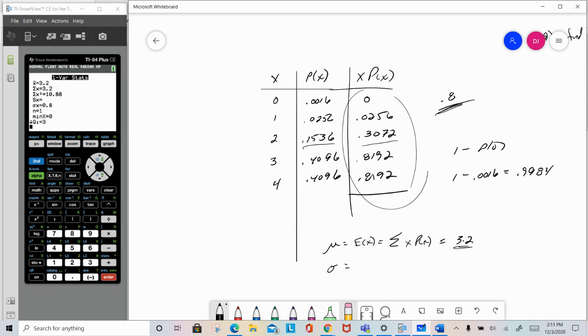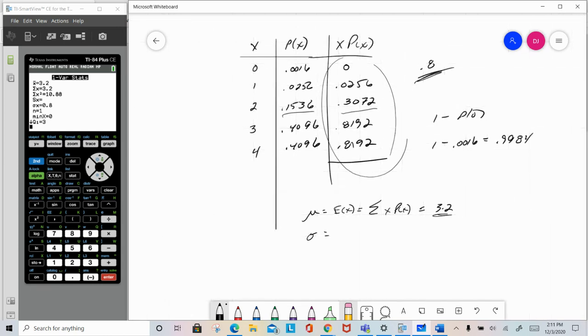Okay, but what about the standard deviation? It's right here, 0.8. Standard deviation is 0.8. Look for other conversations, other times in class, other videos to talk about the meaning of the standard deviation. But here's how I compute the standard deviation. It's right there.